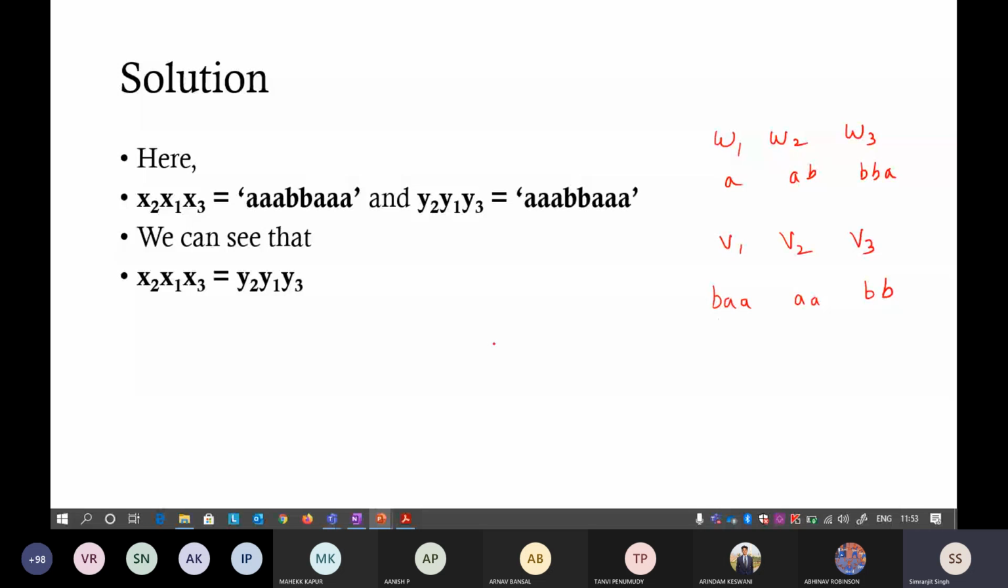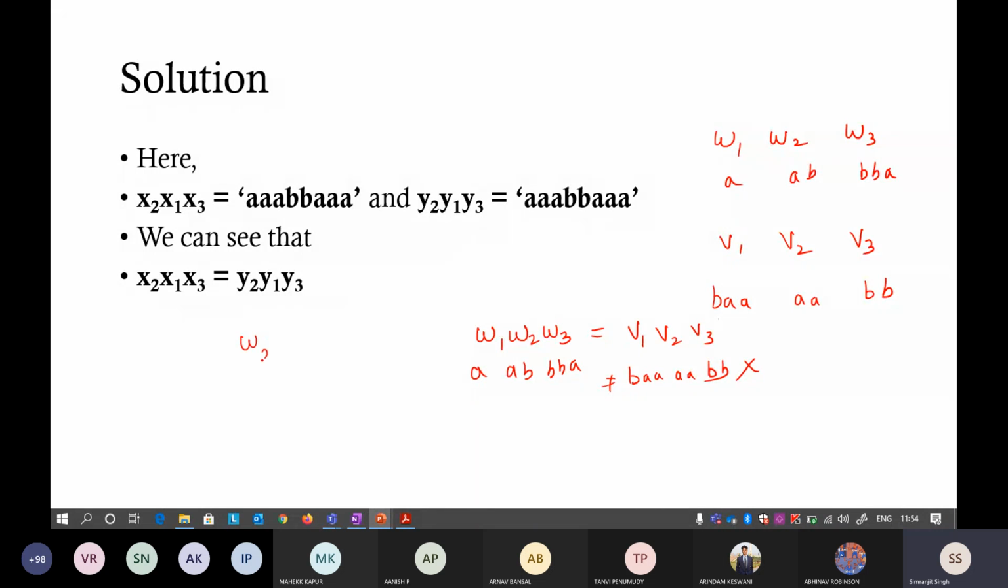Suppose I arrange this as W1, W2, W3, and you can repeat any string any number of times, such that the string you get from here is equal to the string you get from here. So I have arranged in 1 2 3, and for V I also arrange it as V1, V2, and V3. Now see, it is A, AB, BBA. For V, it is BAA, AA, BB. The strings are not equal, so I cannot say that it is equal.